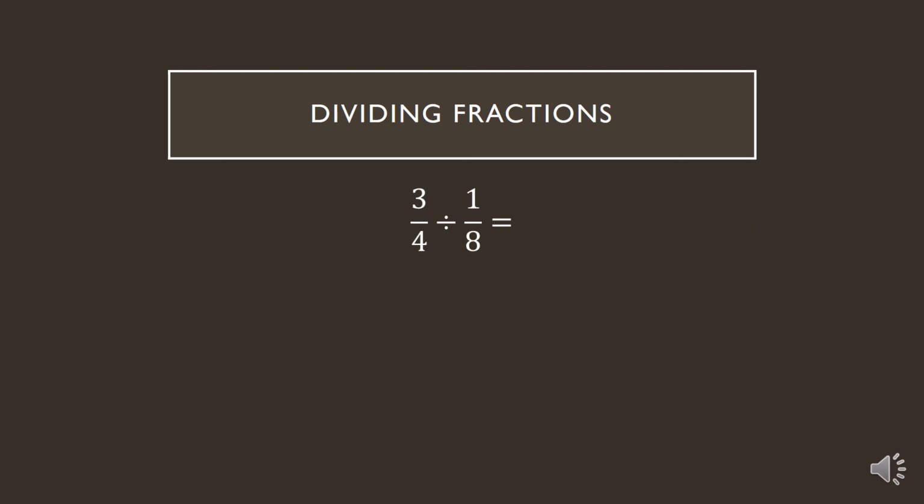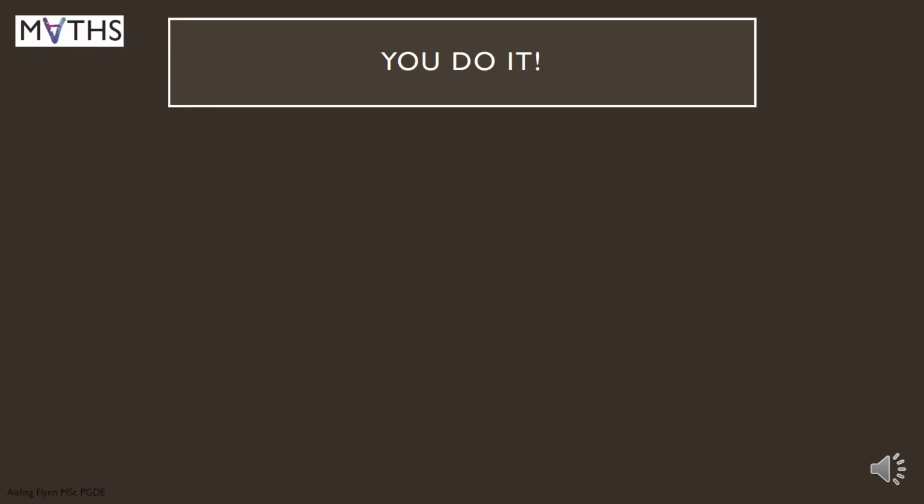Okay, so let's do an example. 3/4 divided by 1/8. Okay, so the technique is to, instead of divide, we multiply, and we'll multiply by the fraction upside down. So it's 3/4 multiplied by 8/1. Top by top gives me 24, bottom by bottom gives me 4, and 24 divided by 4 is 6. So that tells me if I start with 3/4, I can divide it up into 8ths, and I will get 6/8 from 3/4. Now, you do it.